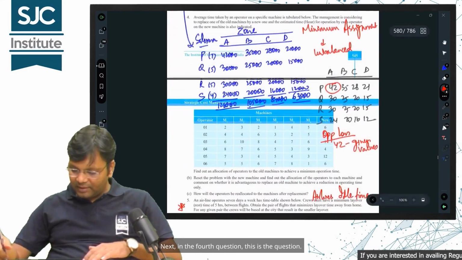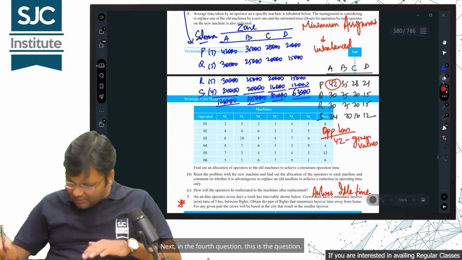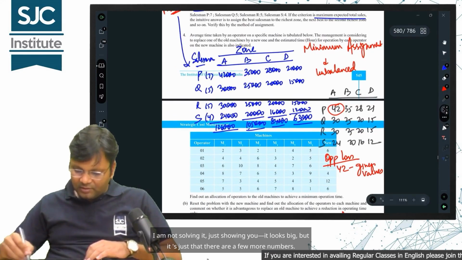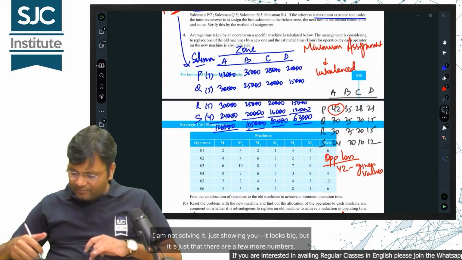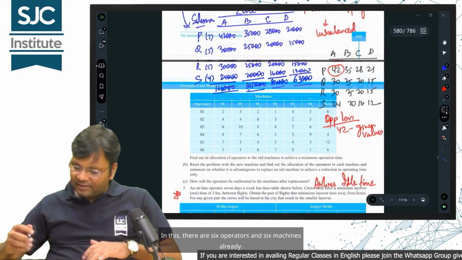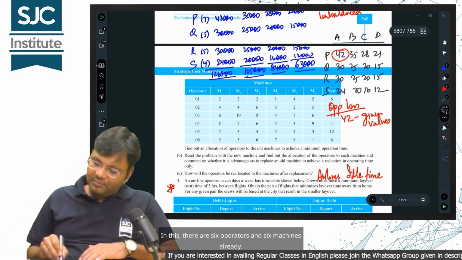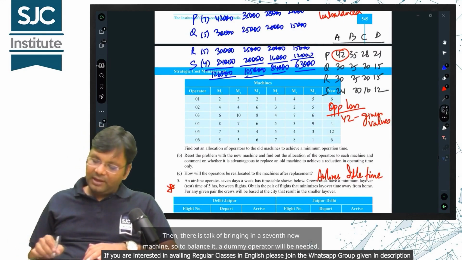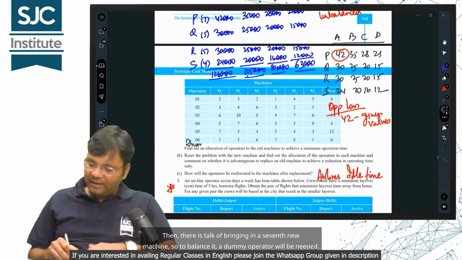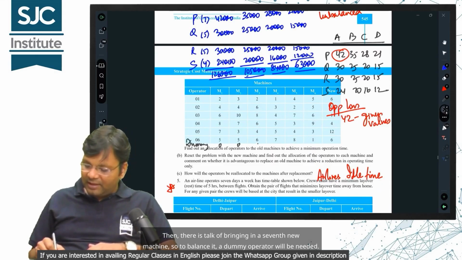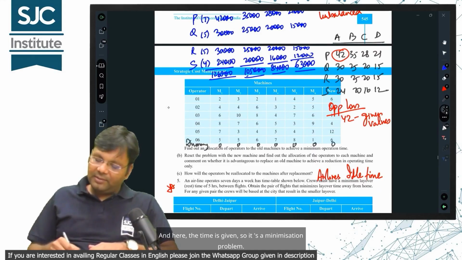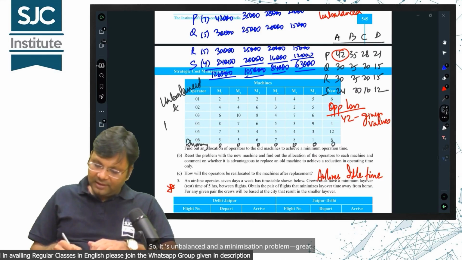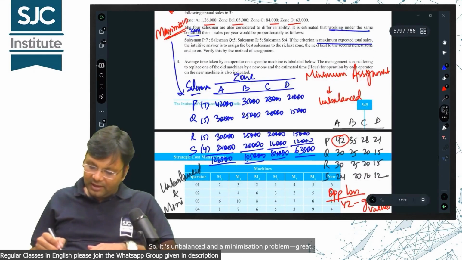Done. Next, in the fourth question, this is the question. I am not solving it, just showing you. It looks big, but it's just that there are a few more numbers. In this, there are 6 operators and 6 machines already. Then, there is talk of bringing in a 7th new machine, so to balance it, a dummy operator will be needed. And here, the time is given, so it's a minimization problem. So, it's unbalanced and a minimization problem. Great.